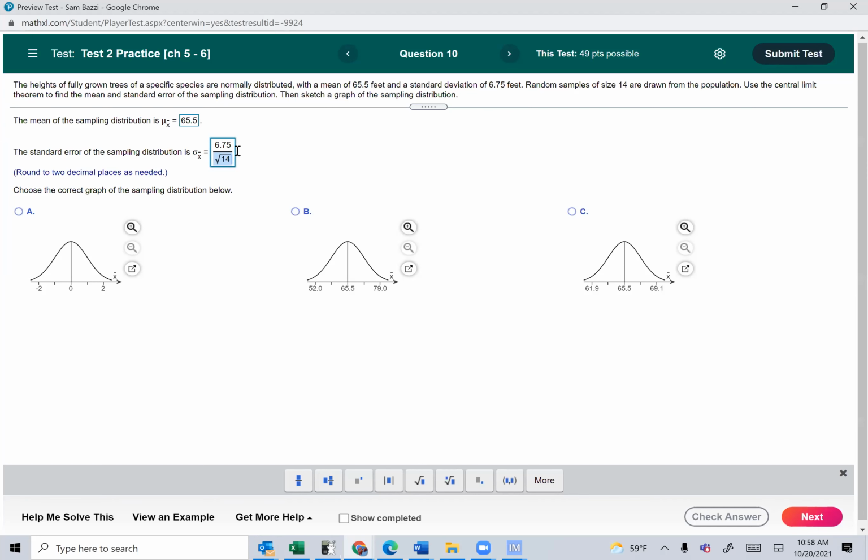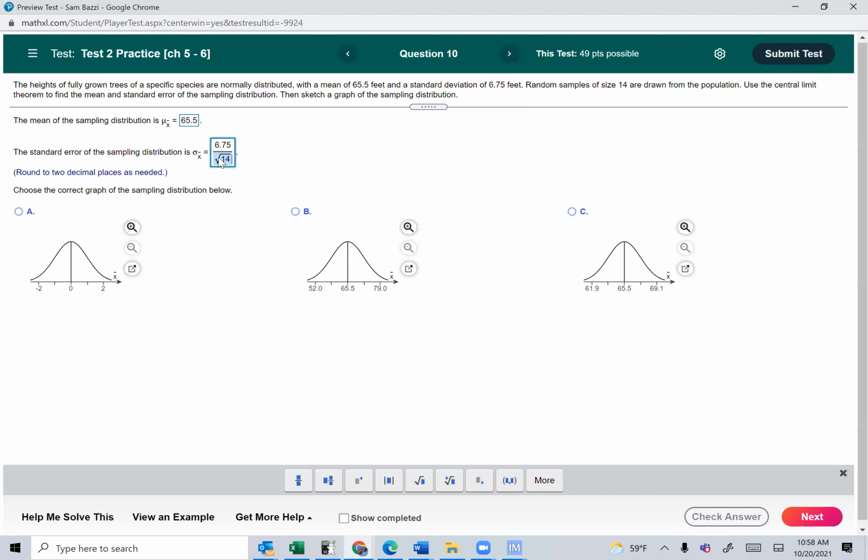6.75 divided by square root of 14. Okay, I got about 1.8. Choose the correct graph. So it can't be this because I need the mean to be 65.5. So it could be this or that. Now, is it B or C?